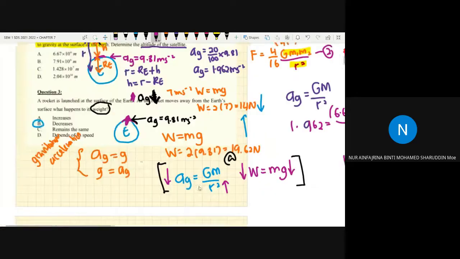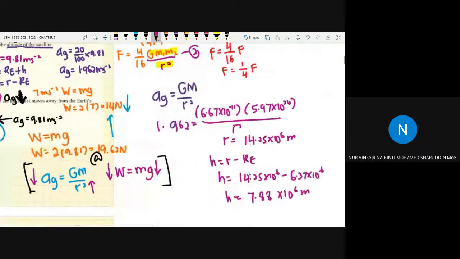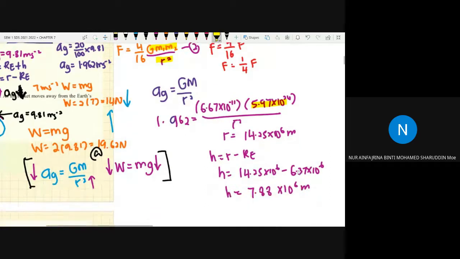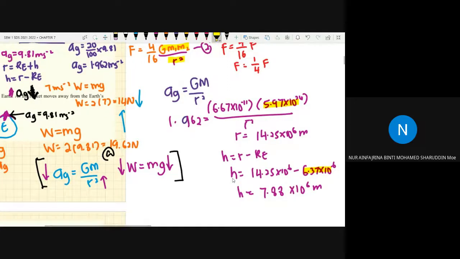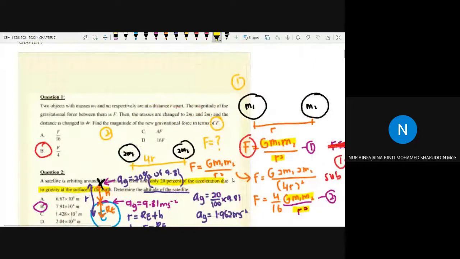Okay, tapi dekat sini jawapan dia macam lari sikit tau, but it's okay. Jawapan dia Miss akan pilih paling dekat lah B. Because Miss tak tahu sebenarnya dia guna berapa dia punya mass dan juga radius of Earth. Okay guys, we are done with chapter 7. Do you have any question?